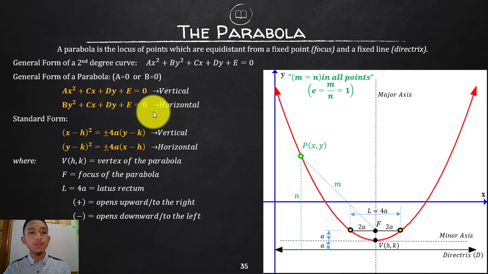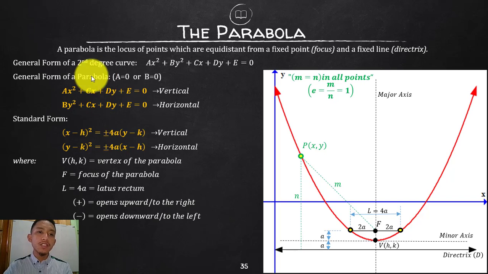If you forgot about that, just think that there are two values of x and one value of y. So what does that mean? That will open vertical. It could be down or up. And you try to look at this one. There are two values of y and one value of x, so that will be opening left or right. That is your general form.